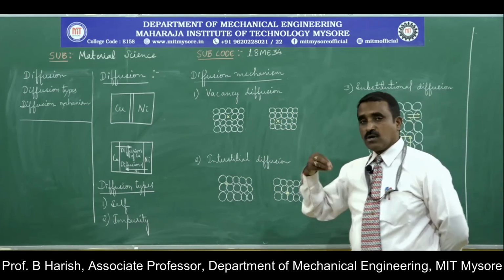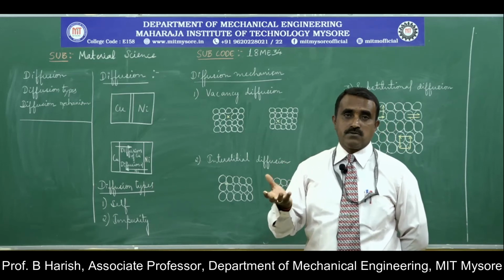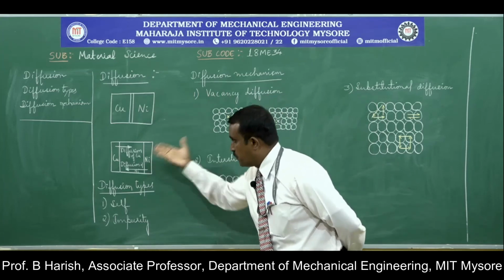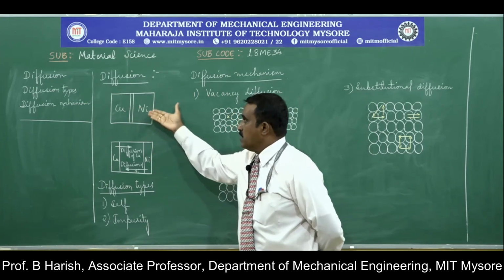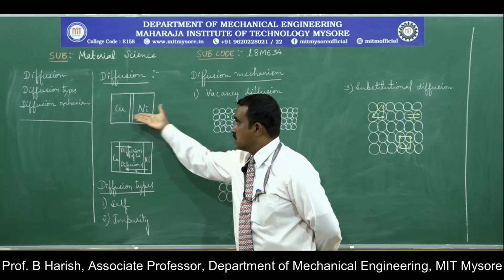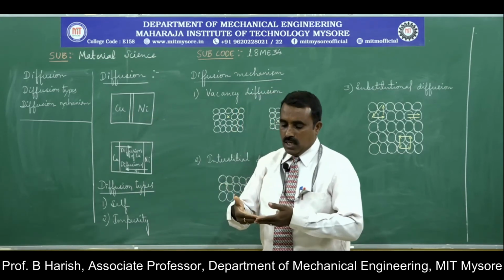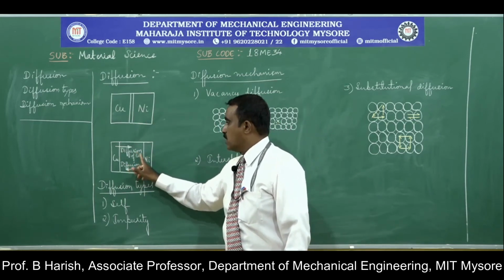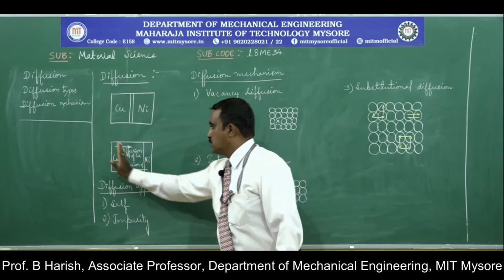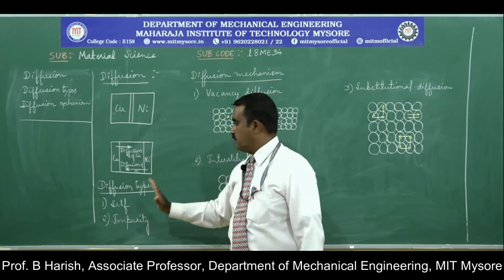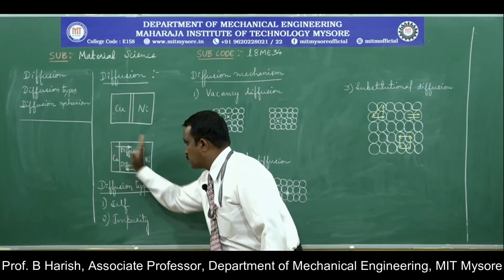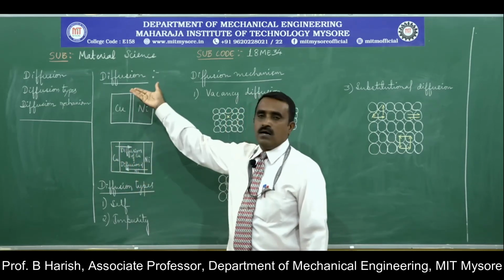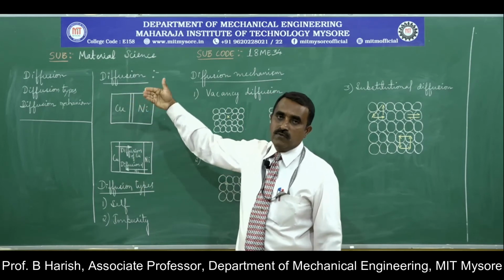One more concept of how diffusion takes place. I told you that according to the definition it is movement of atoms. You can observe these two figures. This is the copper piece, this is the nickel piece. When you bring them together, copper atoms get diffused into nickel, and nickel atoms diffuse here. This is the copper region, this is the nickel region. This is the region where diffusion takes place, where diffusion of copper and diffusion of nickel occur. That is one more concept of how diffusion takes place.